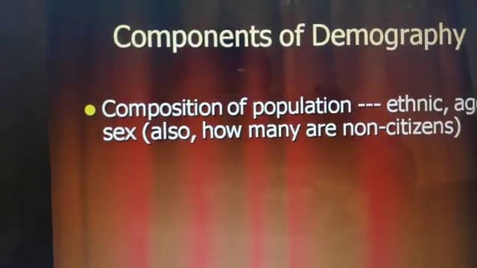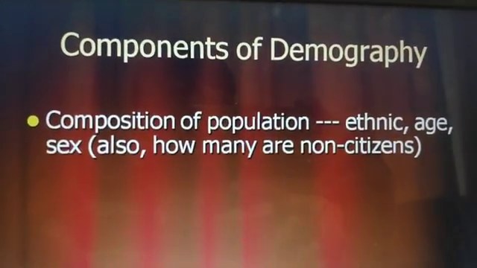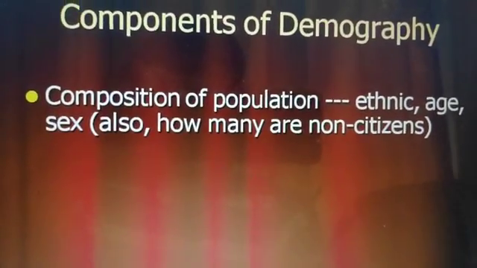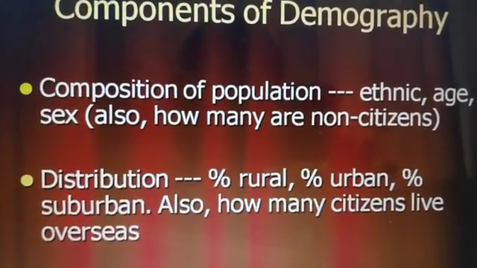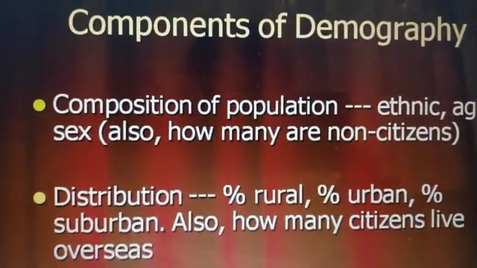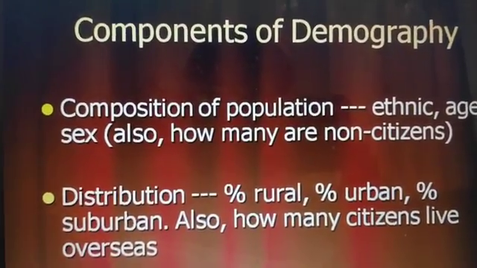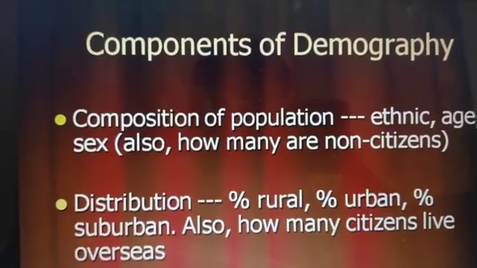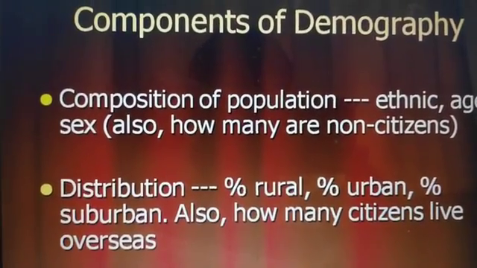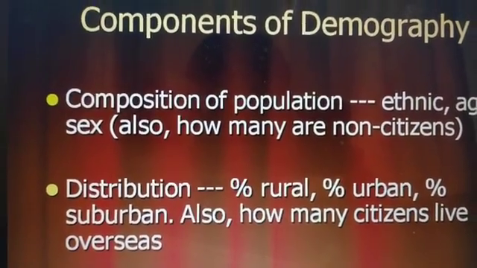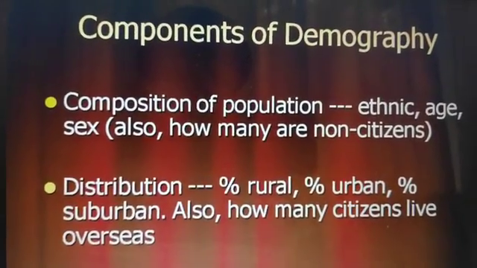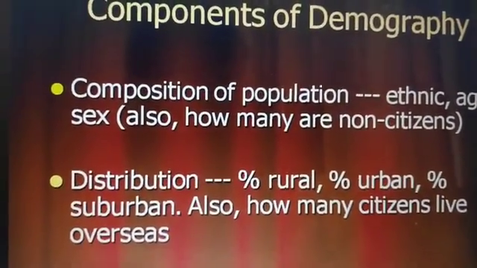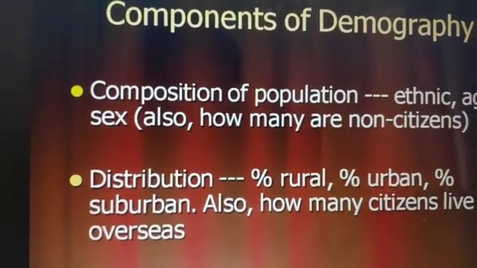Okay, and next, dear students, we will talk about the structure of the components of demography. The composition of population is a primary one, and it is affected by ethnicity, age and sex. Then the second is distribution. Distribution of population is also very important in the study of population, such as what is the percentage of rural population, what is the percentage of urban population or suburban, and also how many citizens live overseas. These are also issues of the components of demography, which you have to keep in memory forever when dealing with this paper.